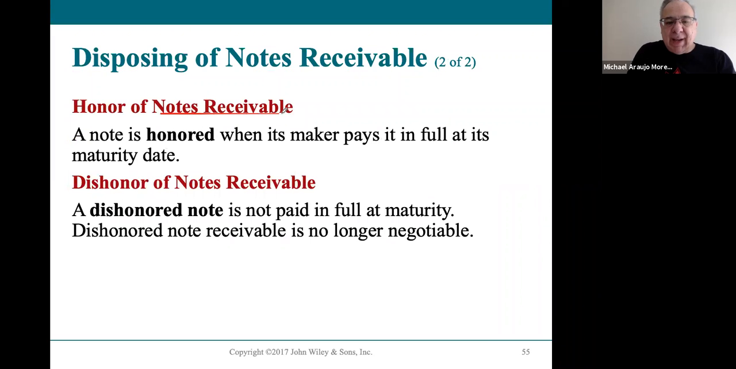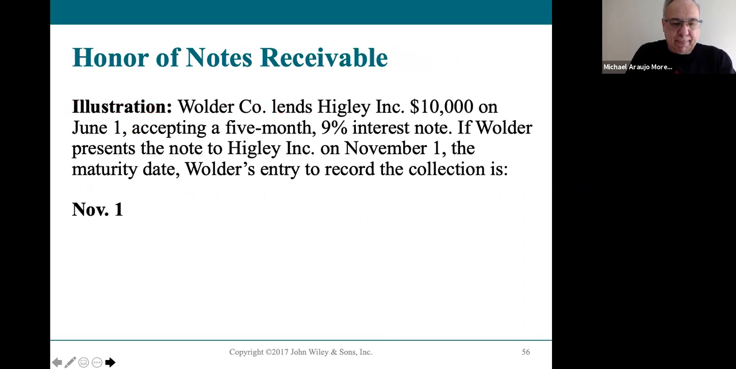When a note is paid on time, on its maturity date, we call it an honored note. So the terms of the agreement have been honored, right? However, when a note is not paid in full when it's due, that's what we call a dishonored note. Okay, dishonored note. So let's see how it looks on the books for a company that received their note receivable on time. In other words, the note was honored.